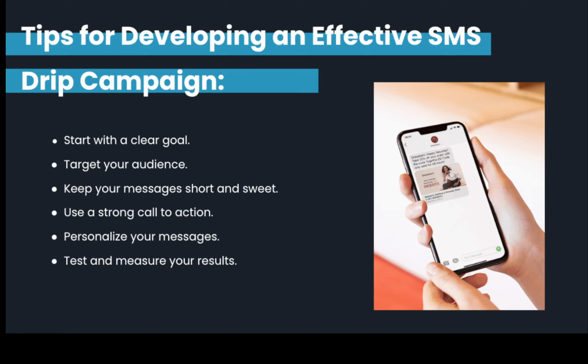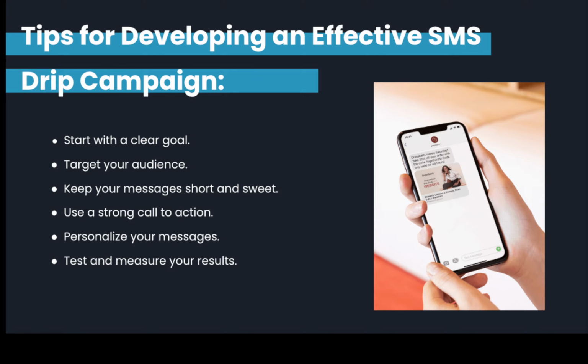Lastly, you want to test and measure your result. Tracking the result of your campaign so you can see what's working and what's not. This will help to optimize the campaign itself, and it can potentially get better results over time. So with that in mind, how do you measure the success of a drip campaign?